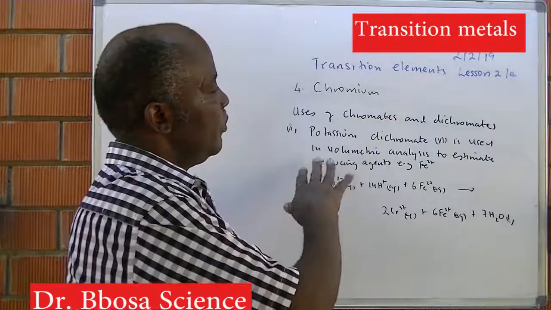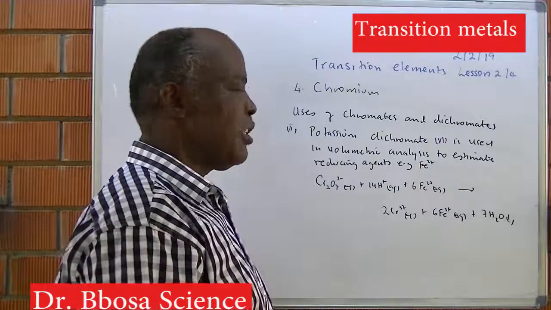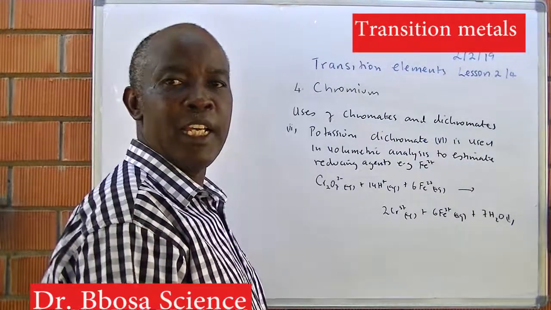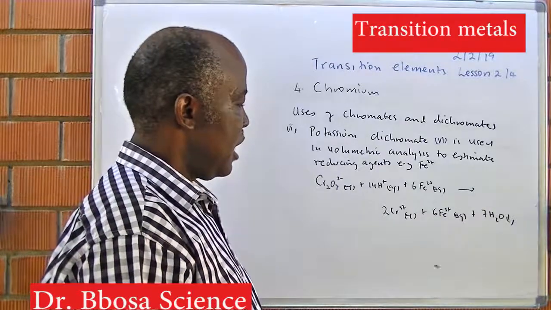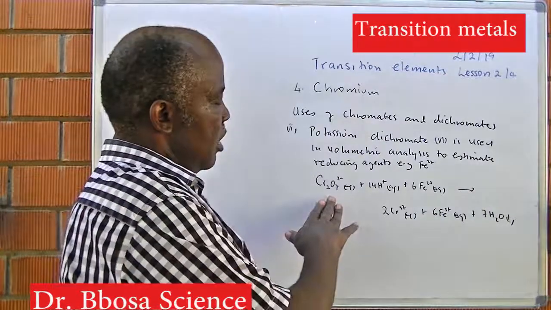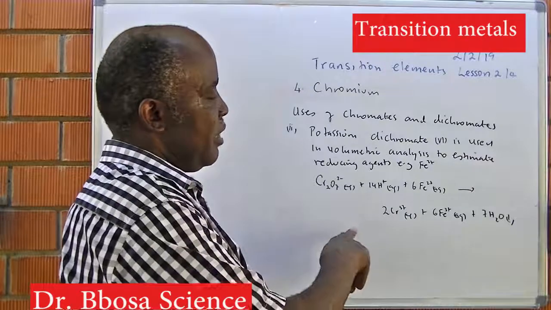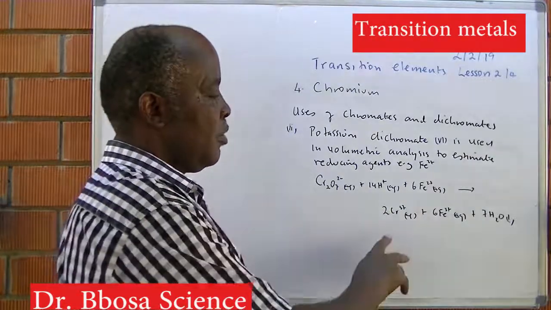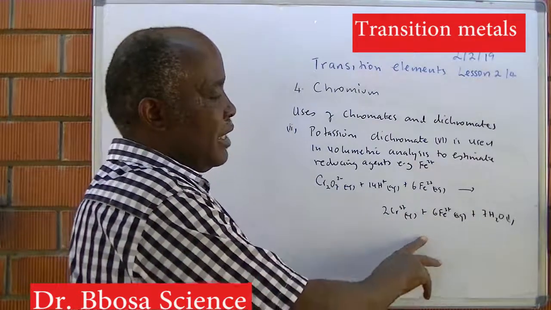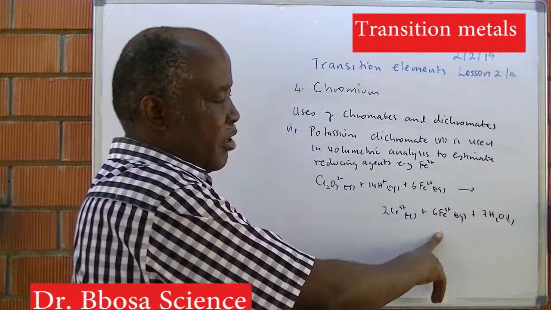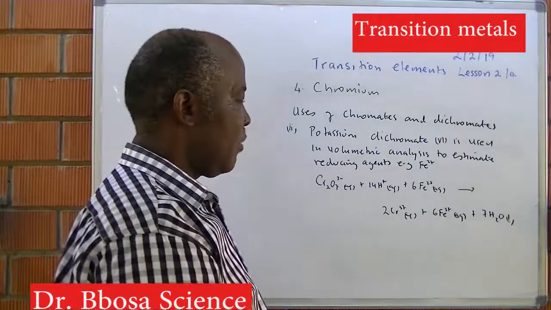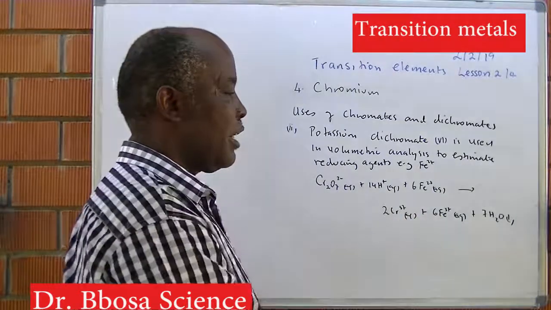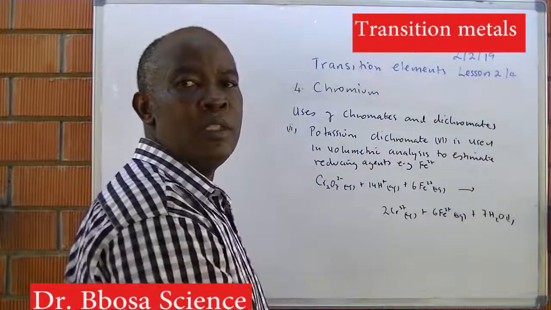2. Potassium dichromate is used in volumetric analysis to estimate reducing agents such as iron. Potassium dichromate plus iron(II) salts will give you chromium(III) salts plus iron(III) salts plus water. Potassium dichromate and iron(II) will react in the ratio 1:6.